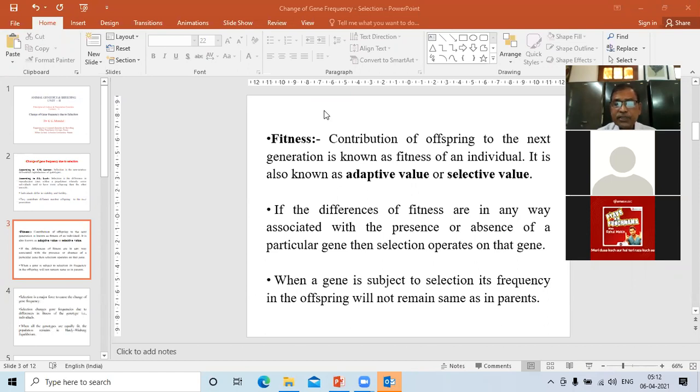Now, when a gene is subject to selection, its frequency in the offspring will not remain the same as in the parents. Naturally, out of the several factors, that is migration, mutation, and selection, selection is the most important factor responsible for change of gene frequency. So when selection operates against a particular gene, definitely the frequency of that gene among the progeny will not be the same as that of their parents. This is the meaning.